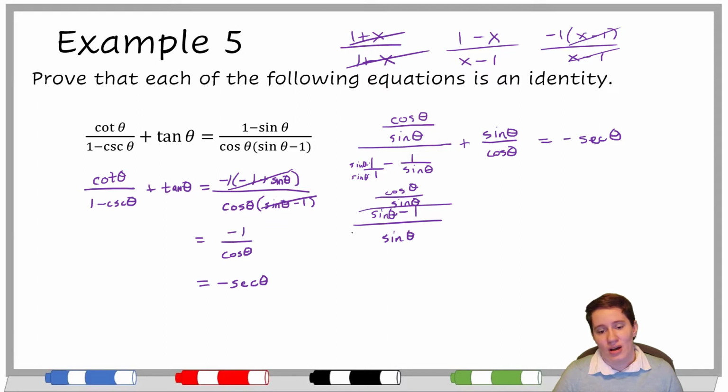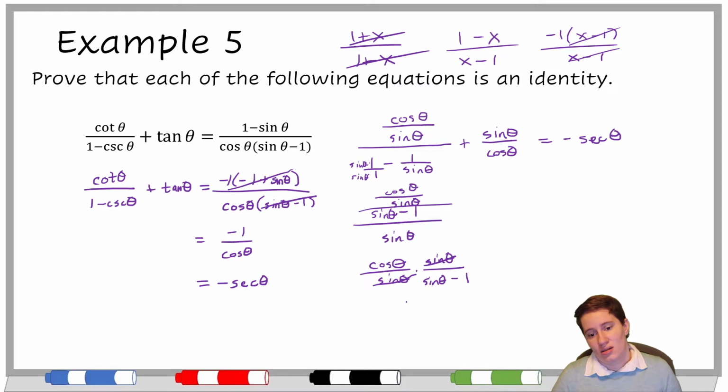Now, why is that helpful? When I divide fractions, I flip the bottom fraction and multiply. So this is really cosine theta over sine theta times sine theta over sine theta minus 1. So those signs cancel, and we get just cosine theta over sine theta minus 1. And we are still plus tangent theta, or sine theta over cosine theta, this whole way through.